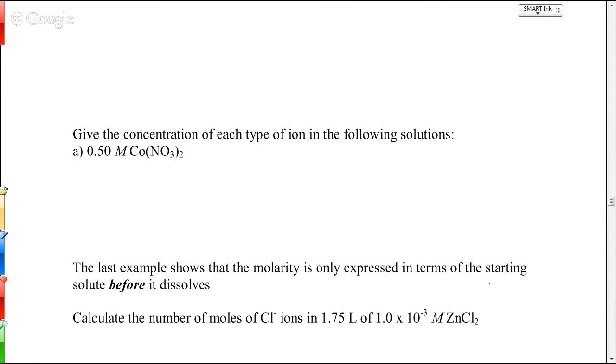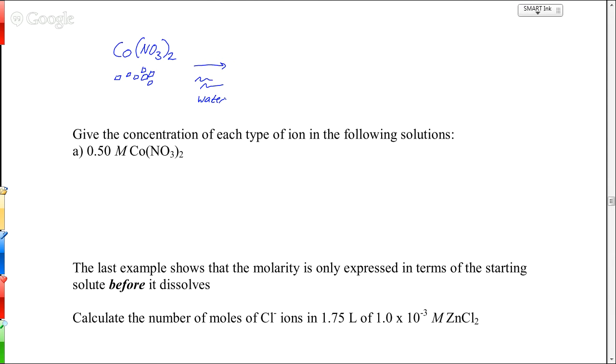What happens to cobalt nitrate when you dissolve it in water? Does it just stay like that? It dissociates. It breaks up into its constituent ions. So we've got cobalt(II) nitrate, solid, these little chunks. Then we add water. We put it in there, and what happens?